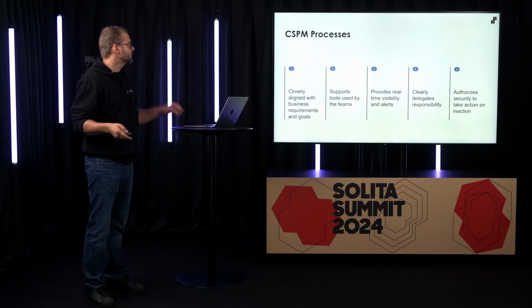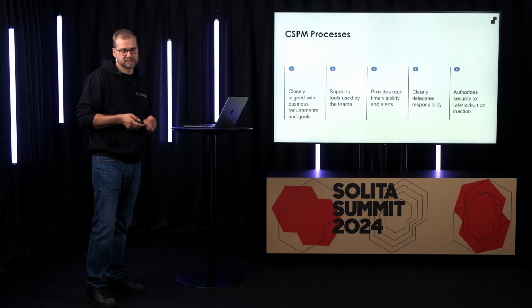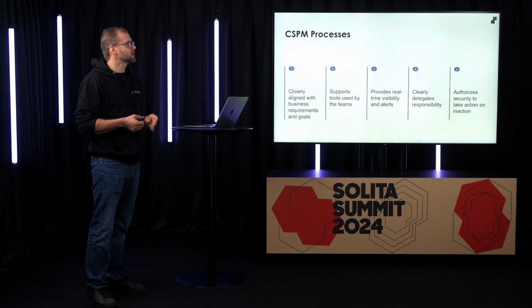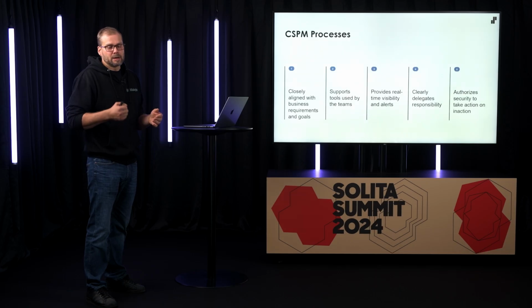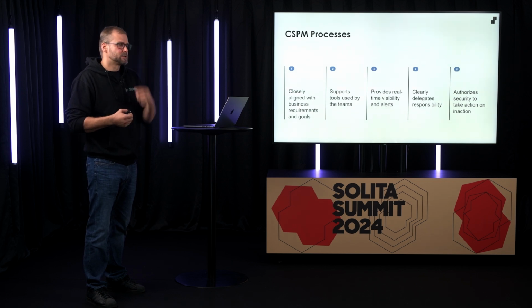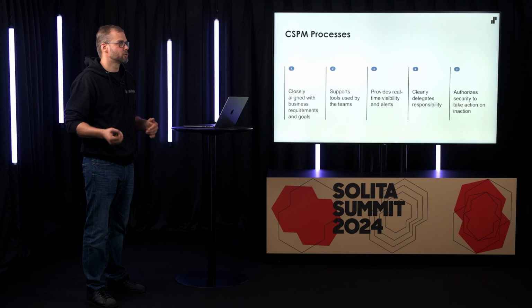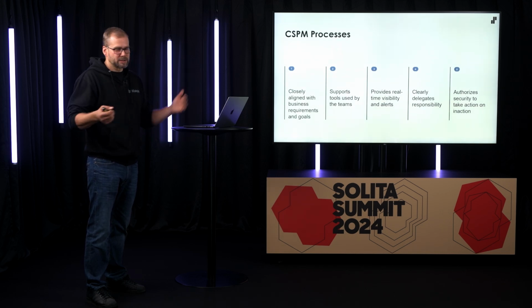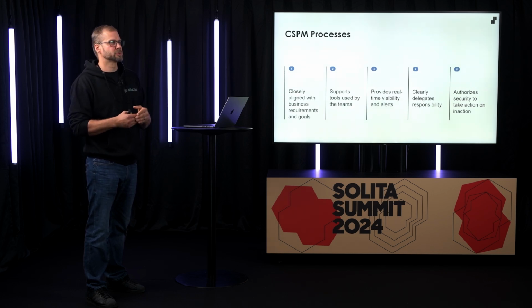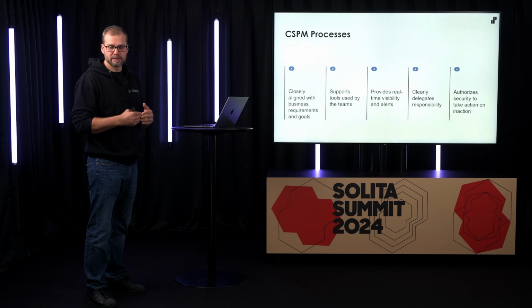So for CSPM to be successful, we need processes. And those processes need to be closely aligned with the business requirements and goals. And those processes need to be aligned with the ways of working of the development teams. The processes, as well as the tools, need to support the tools that the teams use. So if they are using Slack and Jira or maybe Teams, or Rocket Chat, whatever, those tools need to be supported by the CSPM solution so that the information and alerts can be delivered to the development teams immediately in time. These processes need clearly to delegate the responsibility to the development teams.